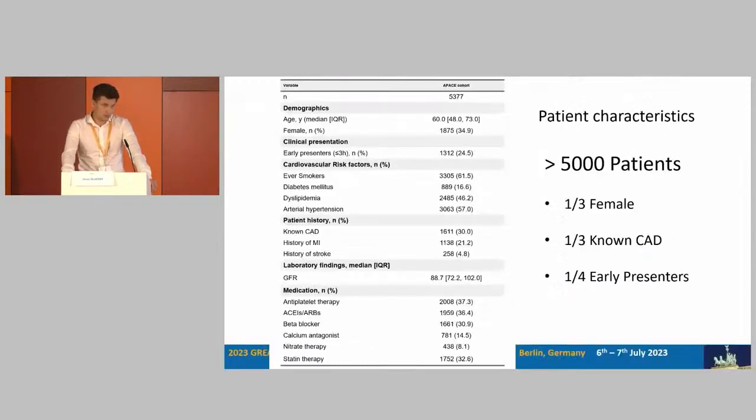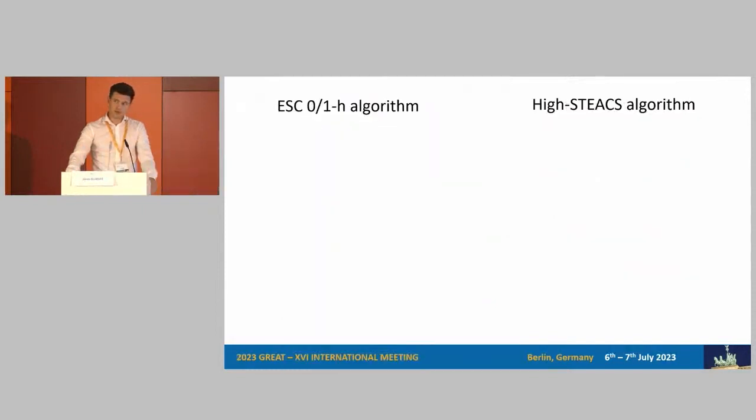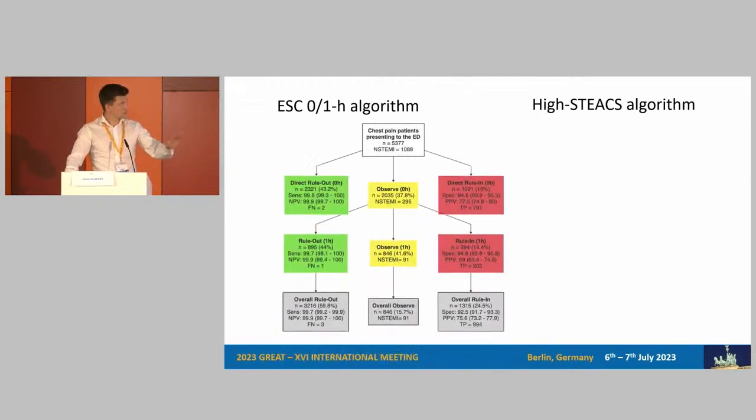This was our patient cohort. More than 5,000 patients were available for our analysis. One third was female, one third had known coronary artery disease history, and one quarter were early presenters. These cannot be ruled out by the first, 0-hour troponin. They require a second troponin. When we come to the results, I provide a flowchart of the two pathways, and I will go through them from 0-hour, 1-hour, and overall.